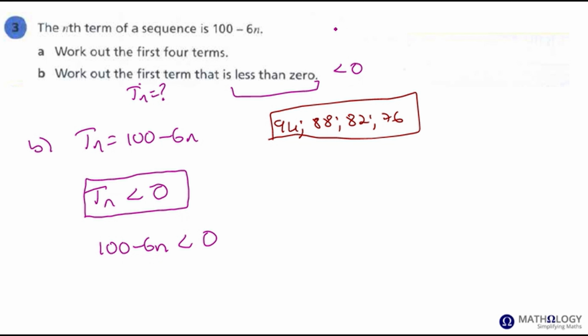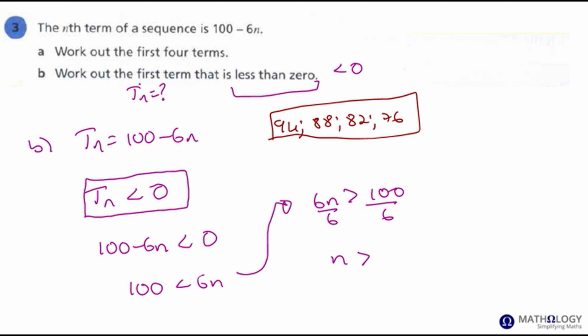So we are going to solve this inequality. 100 is less than 6n. A better way to write this, as we've done with linear inequalities, is to write the variable on the left. So 6n is greater than 100. Now we'll divide both sides by 6. n is greater than 100 over 6, which is 50 over 3, approximately 16.7, rounded to one decimal place.